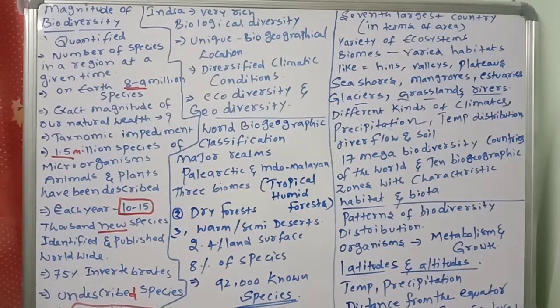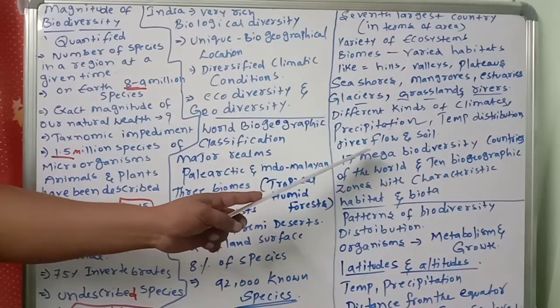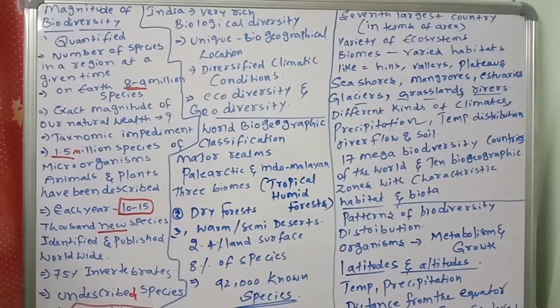India is one of the 17 mega biodiversity countries. In total, there are 17 mega biodiversity countries in the world, and India is one of them. India occupies one place among those 17 mega biodiversity countries, and has 10 biogeographic zones with characteristic habitat and biota.